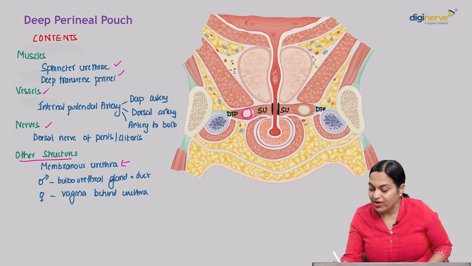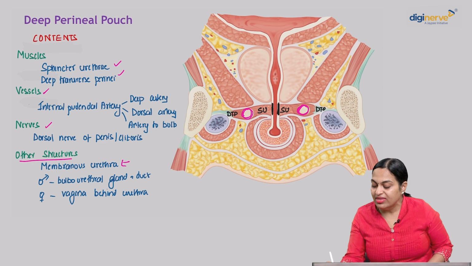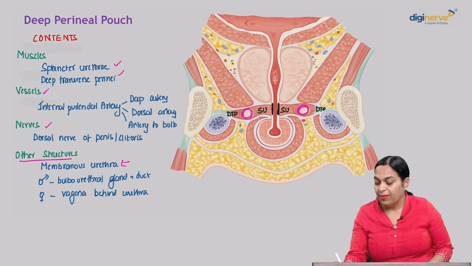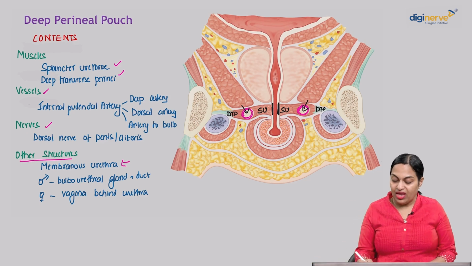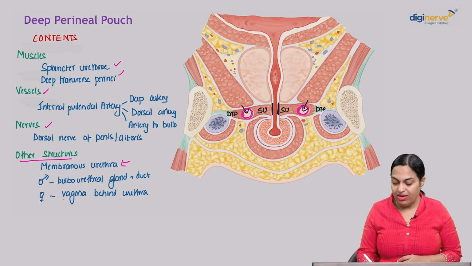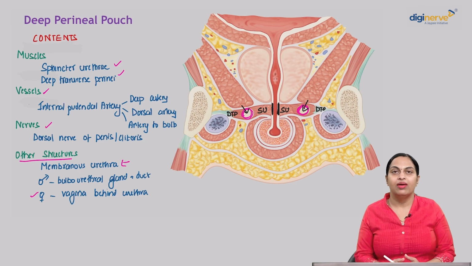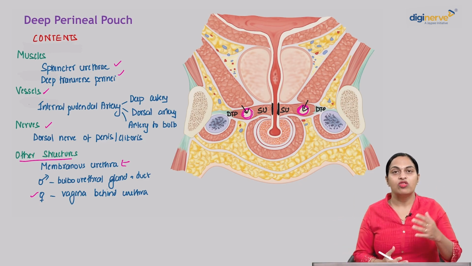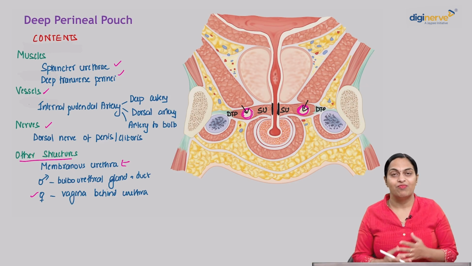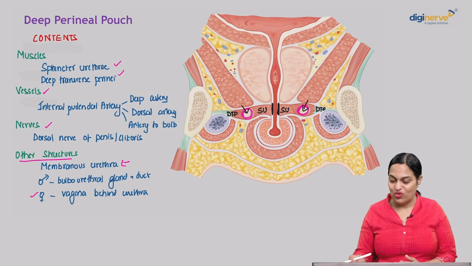On either side of the membranous urethra, these are the bulbourethral glands or the Cowper's glands, right? And in the female, the vagina behind the urethra. These are the contents of the deep perineal pouch. Do remember the two muscles, the sphincter urethrae and the deep transverse perineum, and also the bulbourethral glands present on either side of the membranous urethra.